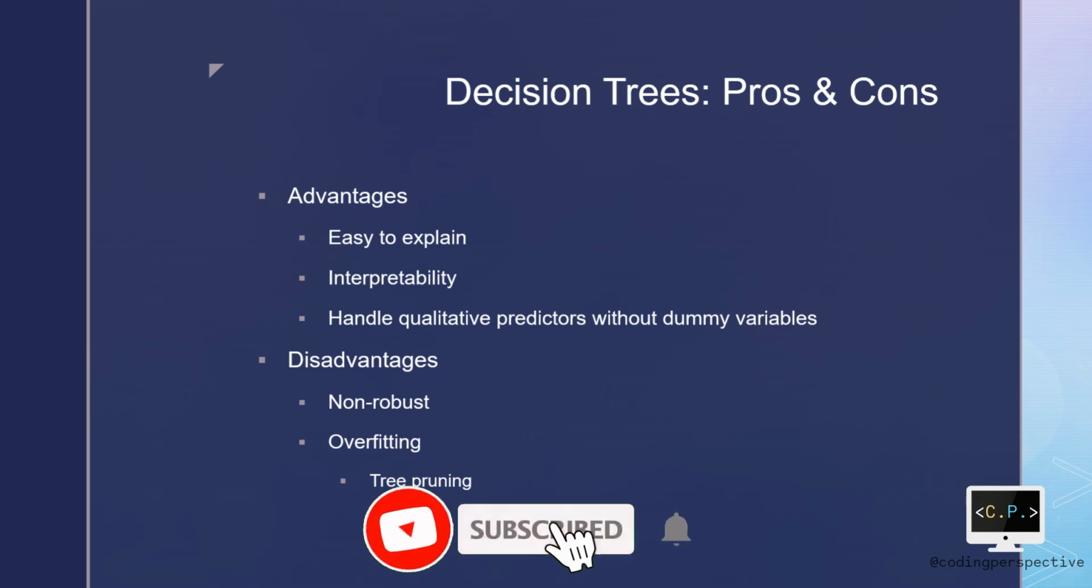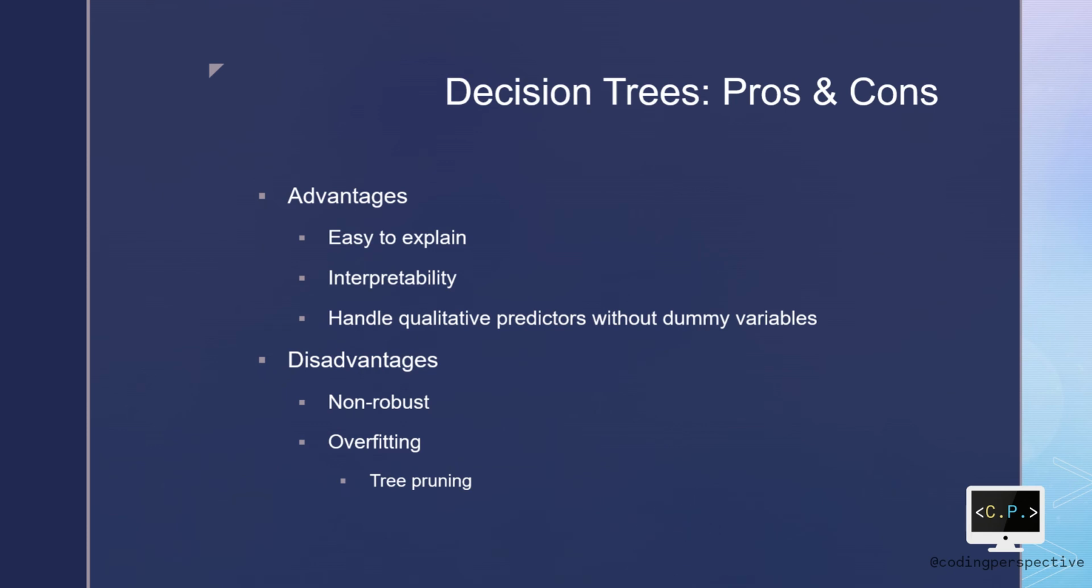There are, of course, advantages and disadvantages of this method. On the advantage side, trees are generally easy to explain to people, even easier than linear regression since it is similar to human way of thinking. They are quite interpretable since they can be displayed graphically, so that even non-expert people can see the reasoning behind the predictions. Trees can easily handle qualitative predictors without the need to create dummy variables.